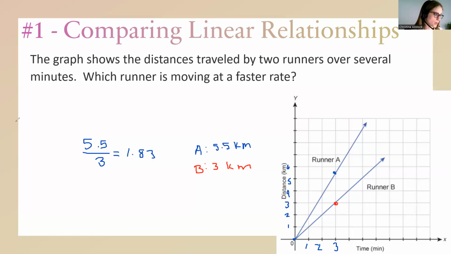There's our slope. There's our rate of change for runner A. Then runner B went about 3 kilometers in 3 minutes. 3 divided by 3 is 1. So their speed is about 1 kilometer per minute. So here's another way that we just proved. Clearly, runner A is faster than runner B.